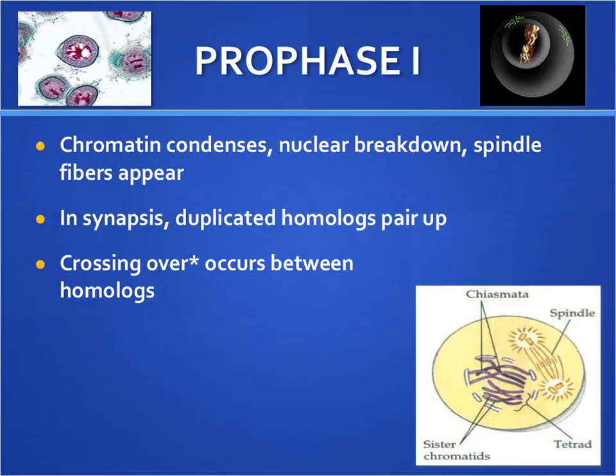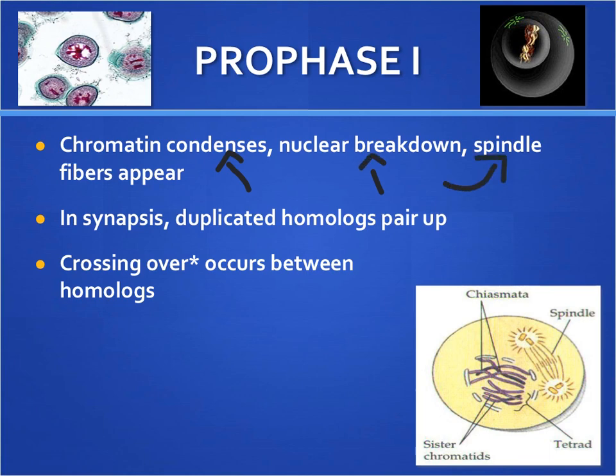So now let's talk about these steps in a little bit more detail. So in prophase 1, all the normal things that happen in prophase of mitosis are also going to happen in prophase 1. So the chromatin is going to condense into chromosome form, the nuclear envelope will break down, the spindle fibers will start to be built.